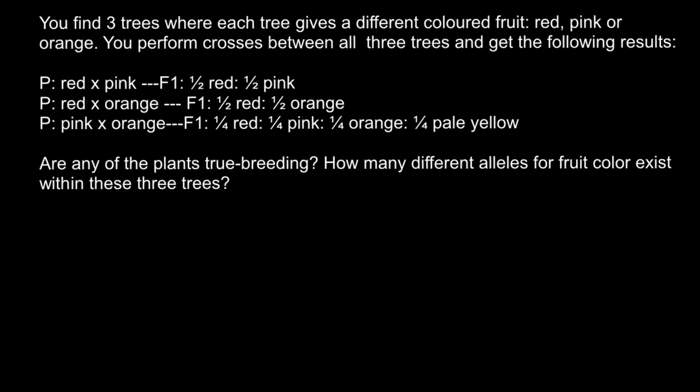Here is a problem. You find 3 trees where each tree gives a different colored fruit: red, pink or orange. You perform crosses between all 3 trees and get the following results. And here are the results of the 3 crosses: red and pink, red and orange, pink and orange. So now we have 2 questions. Are any of the plants true breeding? How many different alleles for fruit color exist within these 3 trees?